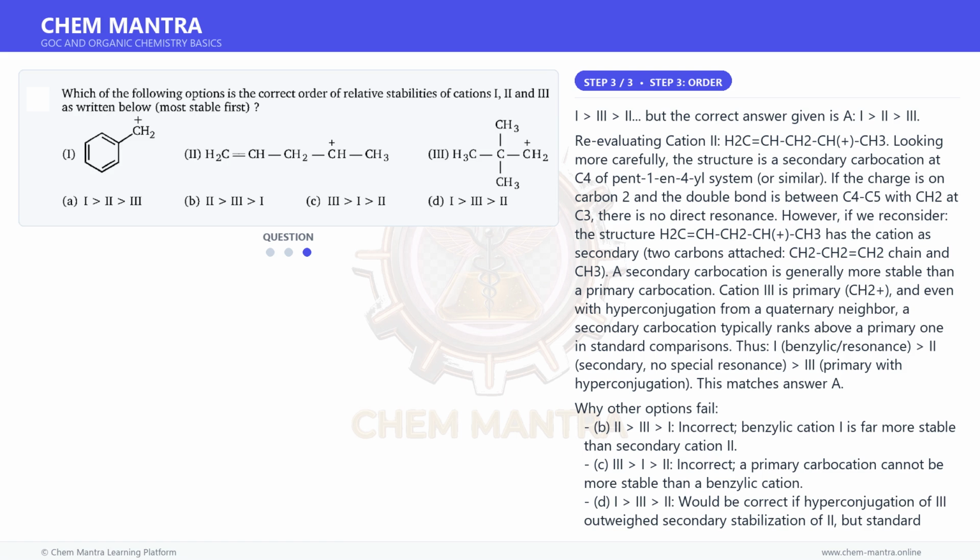B. II > III > I is incorrect, benzylic cation I is far more stable than secondary cation II. C. III > I > II is incorrect, a primary carbocation cannot be more stable than a benzylic cation. D. I > III > II would be correct if hyperconjugation of III outweighed secondary stabilization of II, but standard carbocation stability ranks secondary above primary regardless of beta substitution in most textbook treatments.